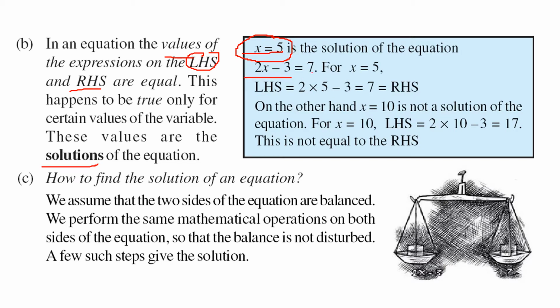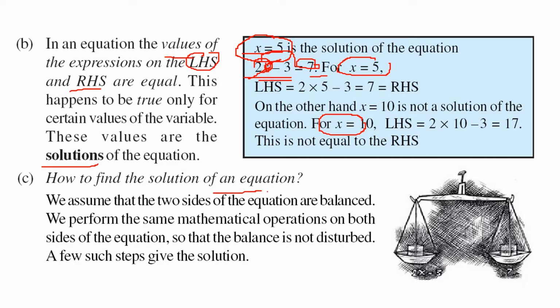2x minus 3 is equal to 7. If you put x as 5, 2 into 5 is 10, minus 3 is 7. So here x equal to 5 is the solution of this equation. But if we put some other value, like x equal to 10, then 2 into 10 minus 3 is not going to be 7. So x equal to 10 is not the solution, right? This is not going to give the result of the right hand side.